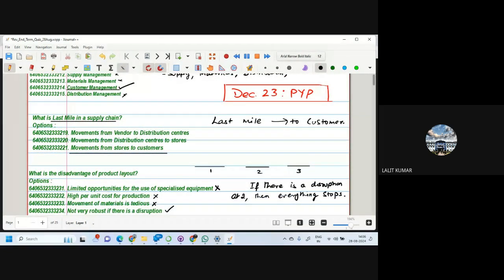The last mile is always to the customer. When we see the first mile, second mile, and the last mile: from the manufacturer to the warehouse is the first mile, from the warehouse to the store is the second mile, and from the store to the customer is the third. So the last mile is store to the customer. Depending on the nature of the business, the warehouse can become another thing, or a distribution center also. So the correct answer is stores to customer. That is the last mile.